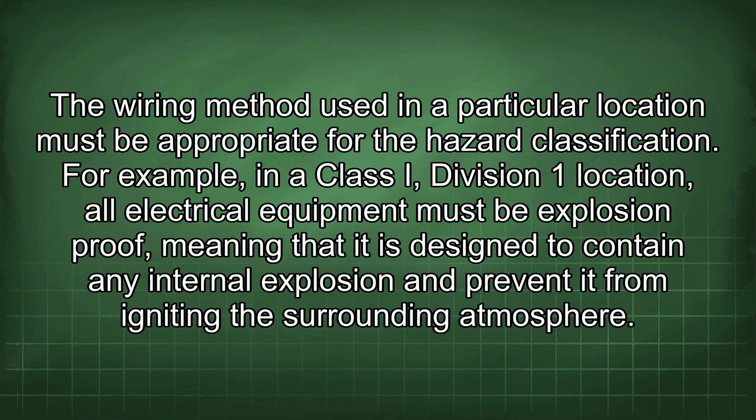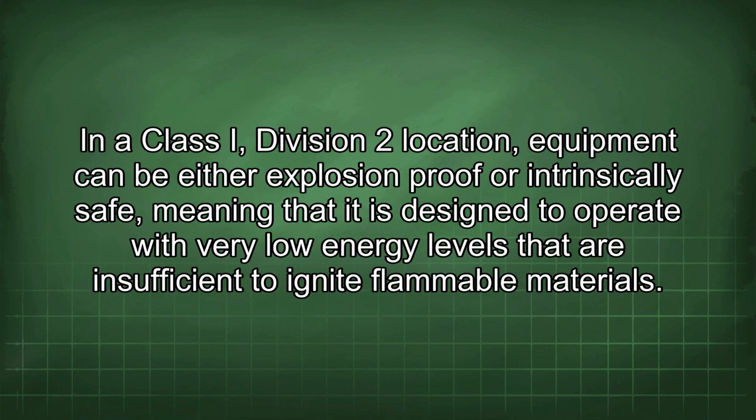The wiring methods used in a particular location must be appropriate for the hazard classification. For example, in a Class I, Division 1 location, all electrical equipment must be explosion-proof, meaning that it is designed to contain any internal explosion and prevent it from igniting the surrounding atmosphere. In a Class I, Division 2 location, equipment can be either explosion-proof or intrinsically safe, meaning that it is designed to operate with very low energy levels that are insufficient to ignite flammable materials.